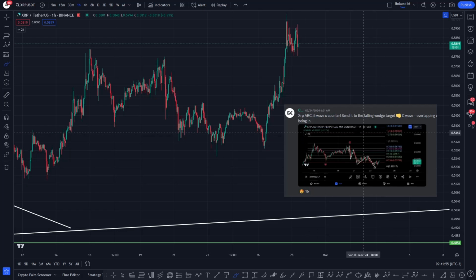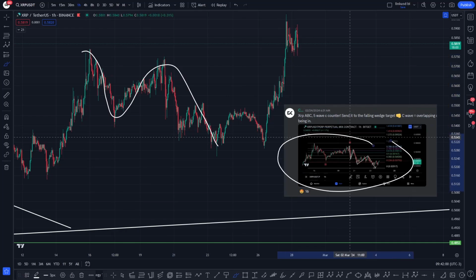So anyway, I do apologize, but from this point here, in my opinion, A, B, C. So this is represented in this chart right there.